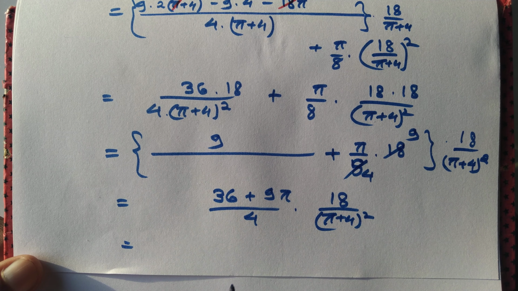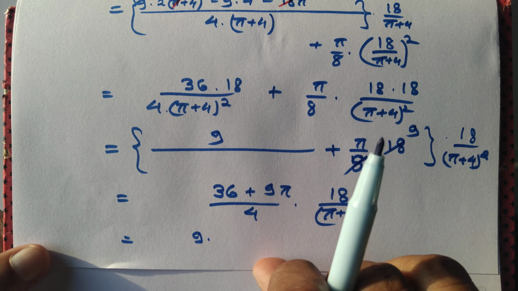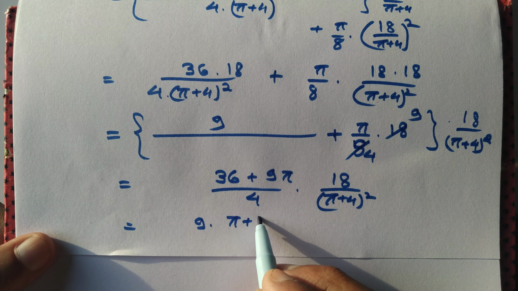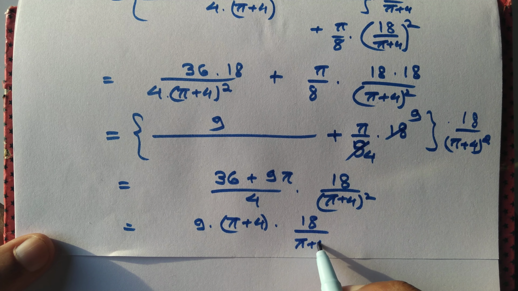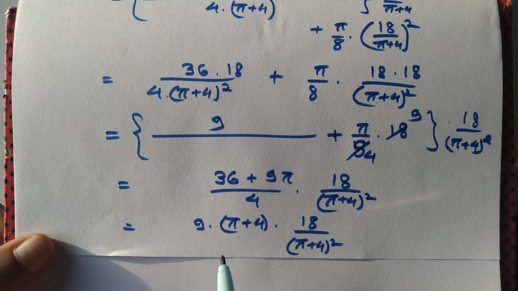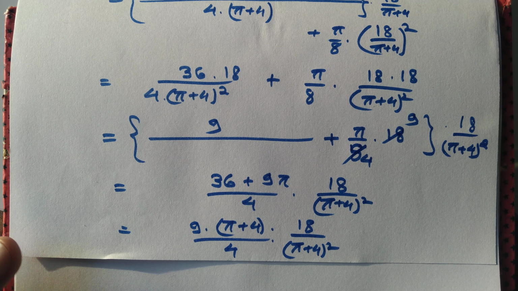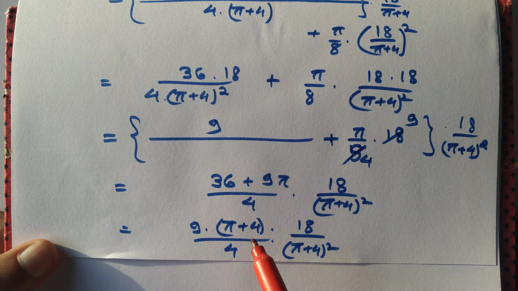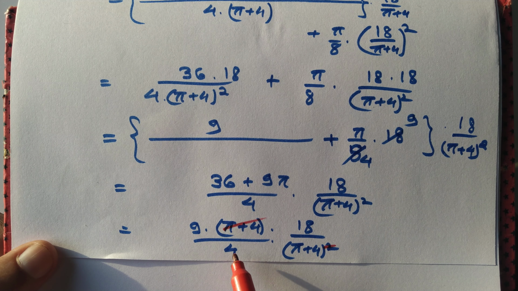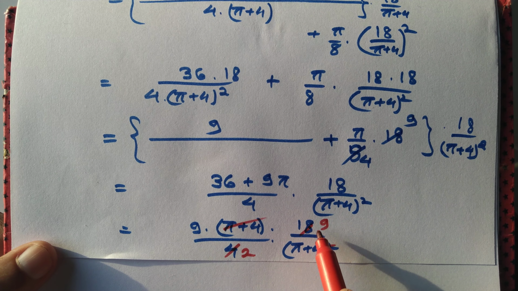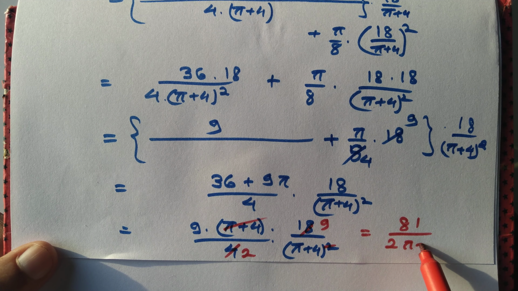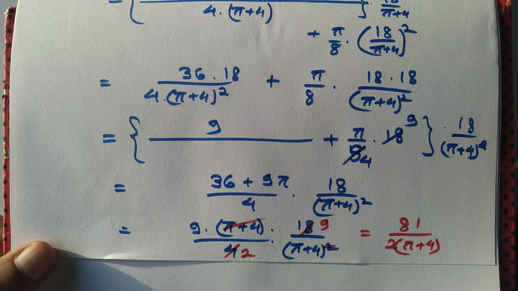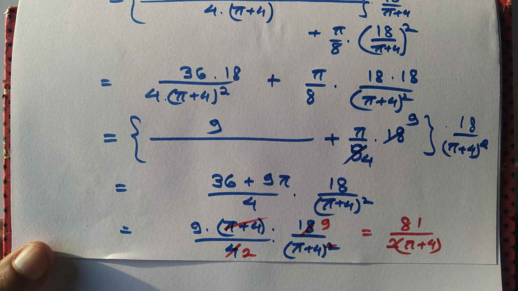Again we can take 9 common and we will be left with pi + 4. We can cancel pi + 4. Let's write the square term as it is. If we cancel pi + 4, we will be left with a simpler expression. We can cancel by 2 as well. So that's equal to 81/(2(pi + 4)). That's the maximum possible area of the window.